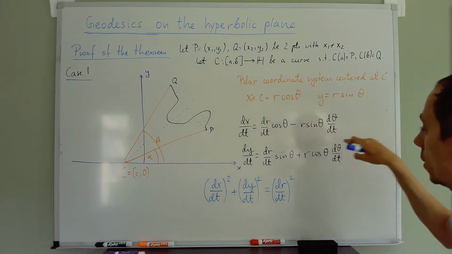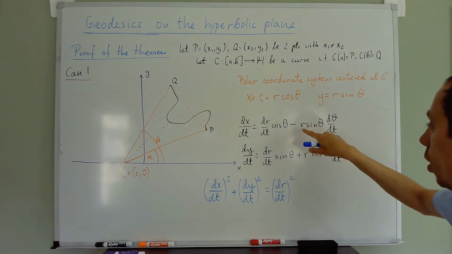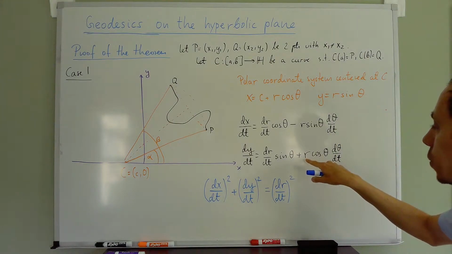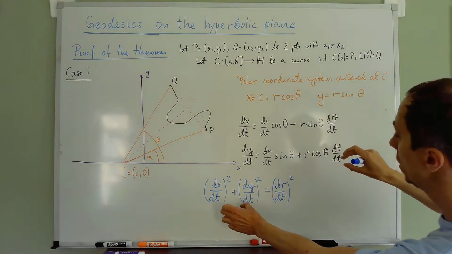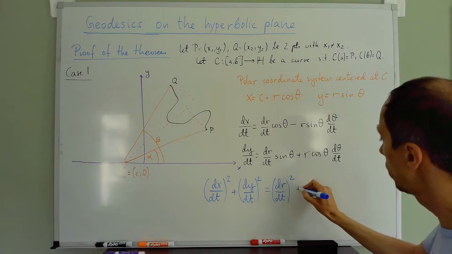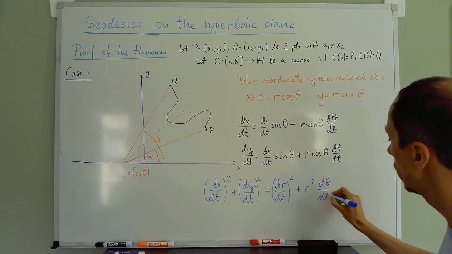Now I'm also squaring those two terms, so a similar thing will happen here. That's going to be r squared sine squared (d theta over dt) squared, r squared cosine squared (d theta over dt) squared. So when I add them here, the sine squared and the cosine squared will give me 1. So I just get plus r squared (d theta over dt) squared.